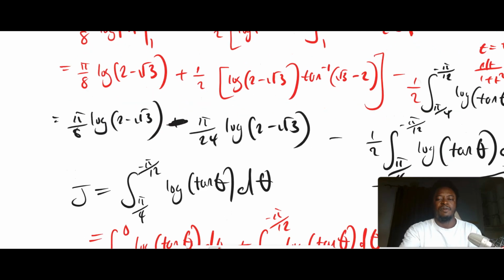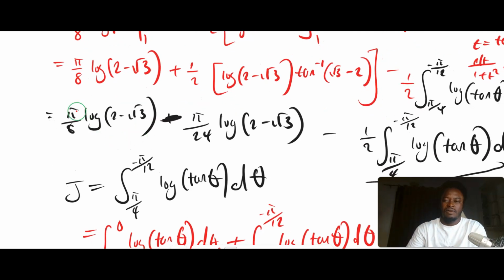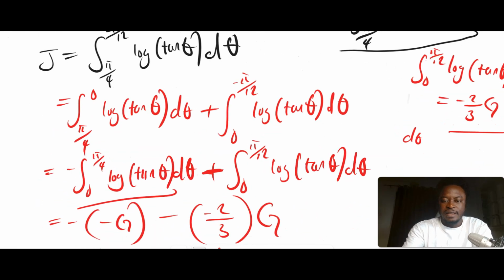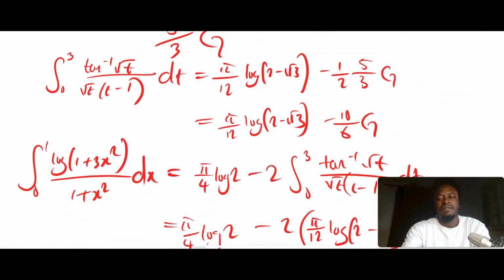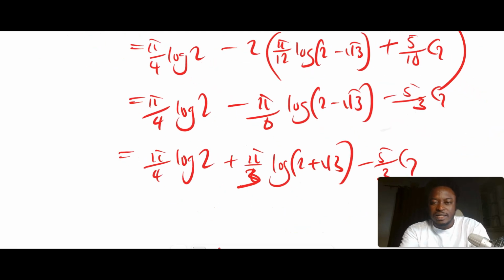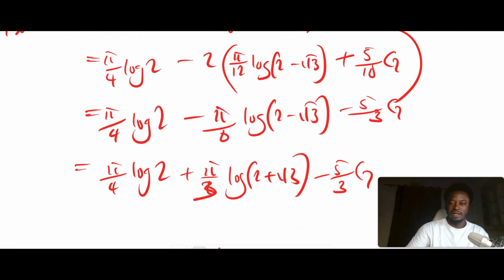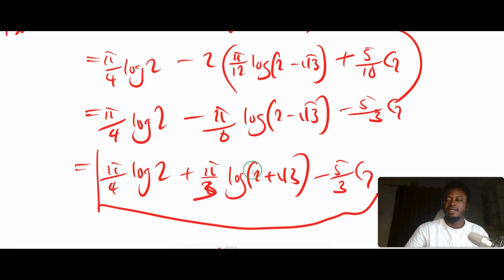All right, so let me see. Maybe if I add 1 over 8 and 1 over 24, let me add and see, 1 over 8 minus 1 over 24, I got 1 over 12. Yeah, there is a little bit of algebra, but the answer is probably pi over 3. The algebra here is the issue, but the answer is pi over 3. I think it should be pi over 3. So this will be pi over 4 log 2 plus pi over 3 logarithm of 2 plus square root of 3 minus 5 over 3 G. That is the correct solution.